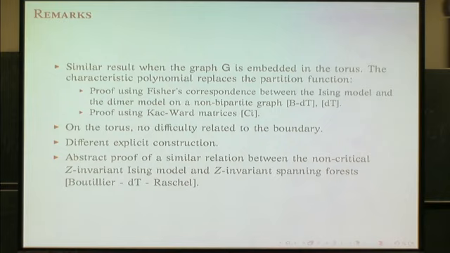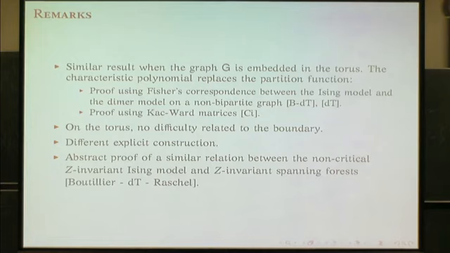So the difference with the result today is first that on the torus, you have difficulty related to the homology of the torus, but you have no difficulty related to the boundary of the graph. And moreover, the construction I'm going to show is completely different in nature. It doesn't start from Fisher's correspondence, and it's actually much more simple.